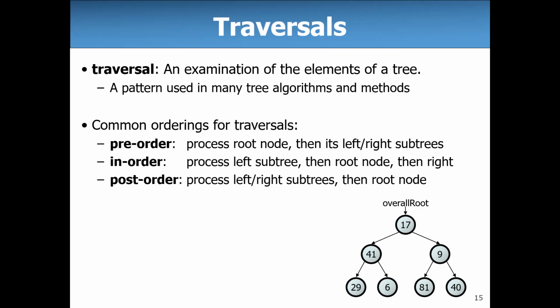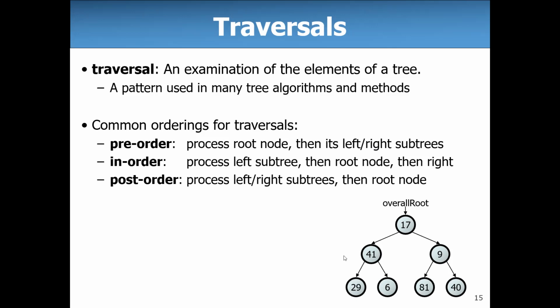Yes, the correct answer is 17. So how are we doing the pre-order? We are doing root, then left and right subtree. You print the root, which is 17, then you go left, that is 41. You print 41, then you go left, which is 29, because as you come left, there's another subtree. So when you see a subtree, it means root, which is 41, left 29, and right 6.